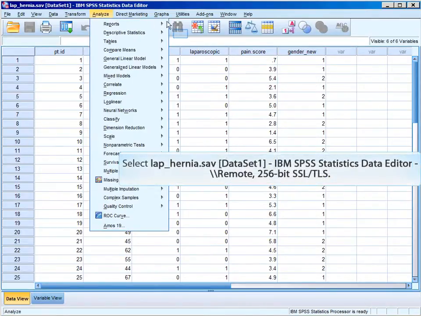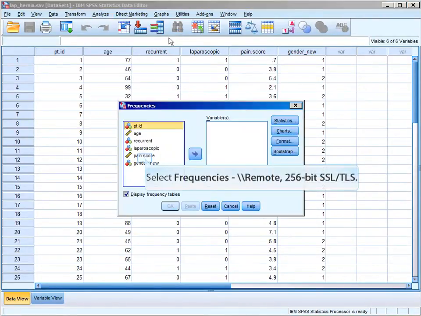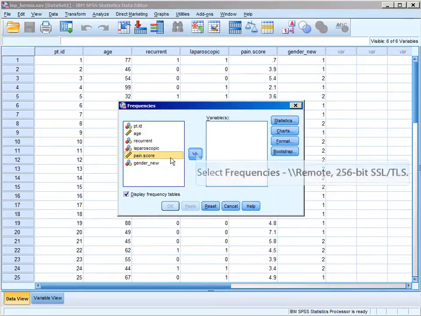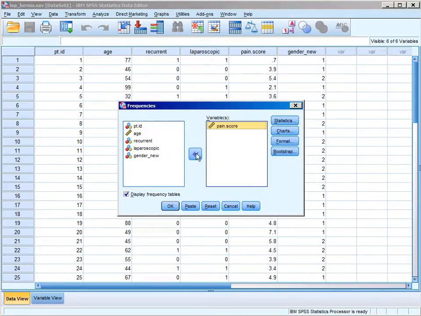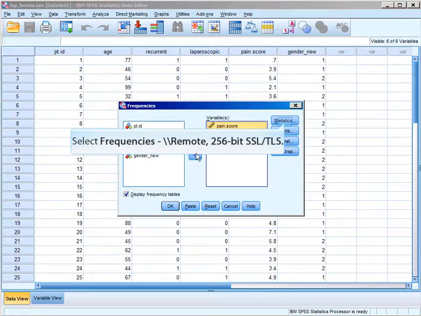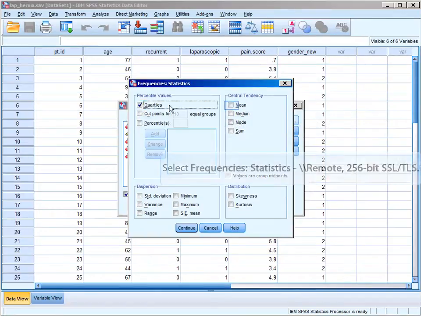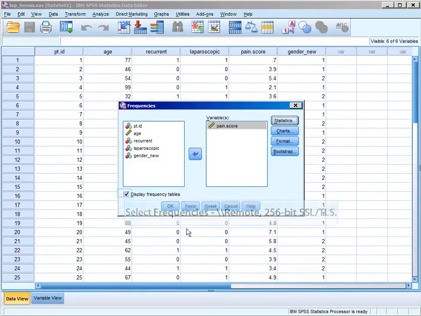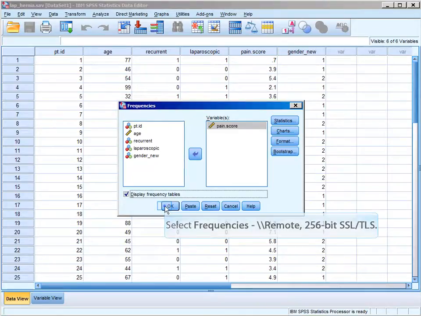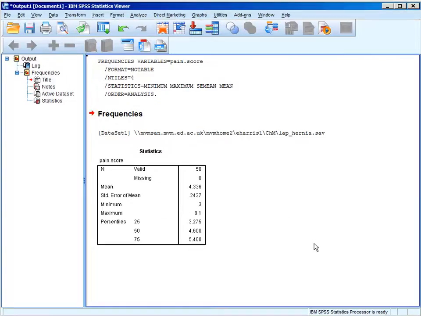First of all, we'll get our descriptive data back up using the frequencies function. So scoot across pain score, and for this we're just going to look at pain score for all the patients. We're not going to look at any subgroups at the moment, so just pain score. Statistics, let's look at the quartiles, add in the mean, the minimum, the maximum, and the standard error of the mean as we did before. Unclick display frequency tables and click OK.